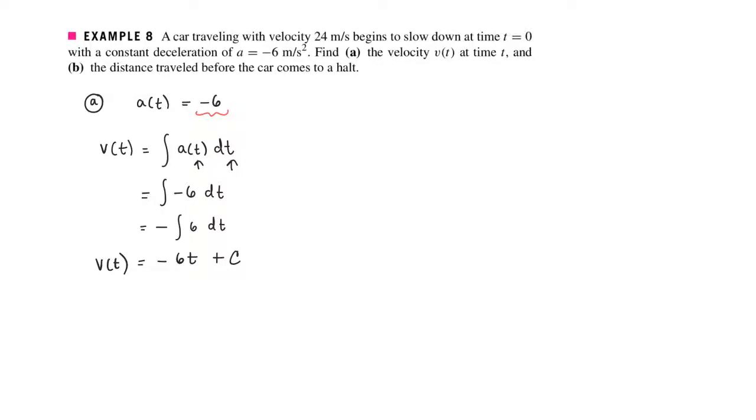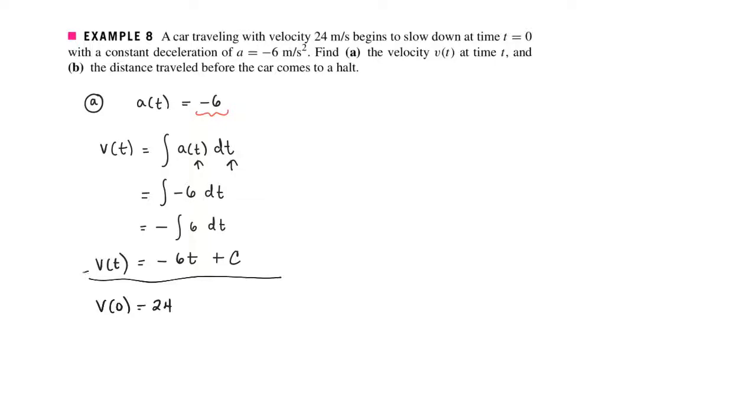Now, they did give me an initial condition. They told me that when time is equal to 0, the velocity is 24. So this is something that I know. In other words, I know that v of 0 is equal to 24. Again, the initial condition of my relationship here.